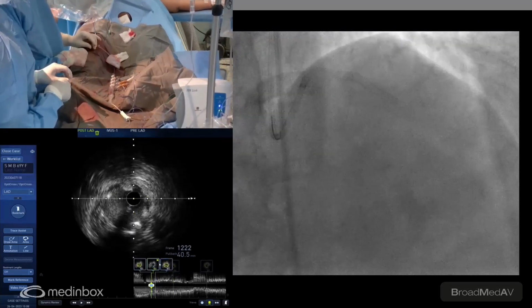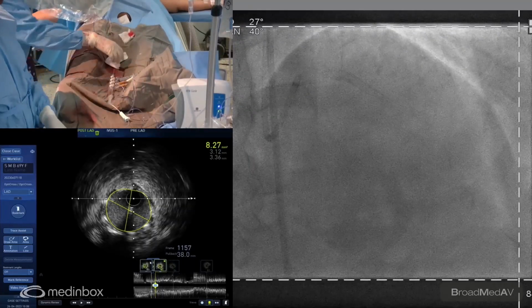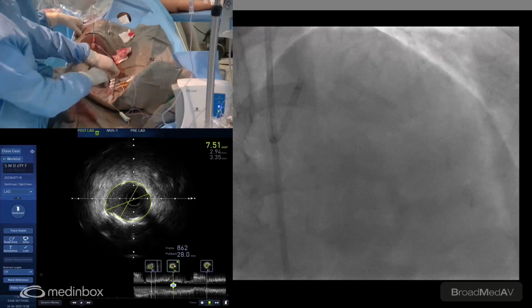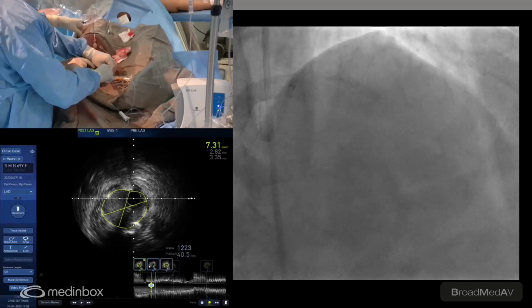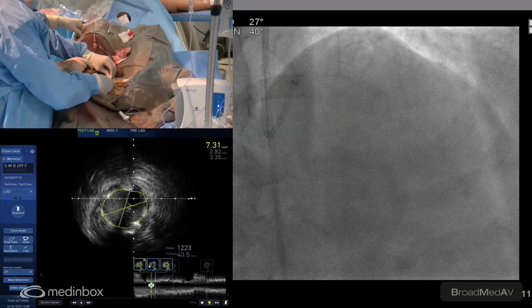The wire slightly. You can pull the wire out. Let's take a shot now. Just aspirate.